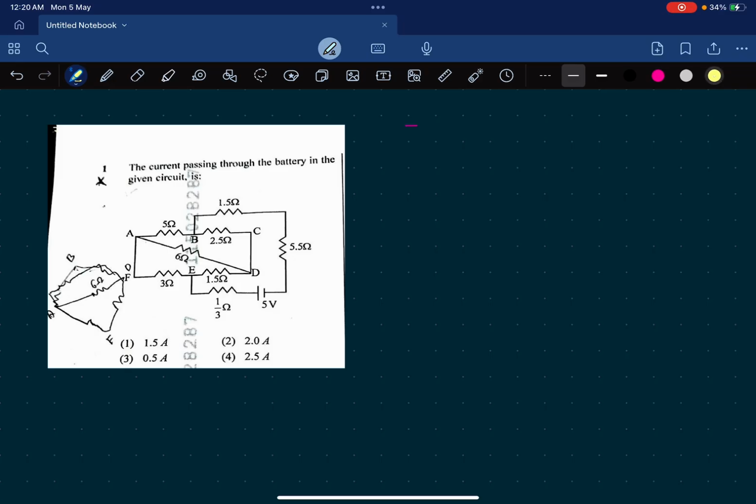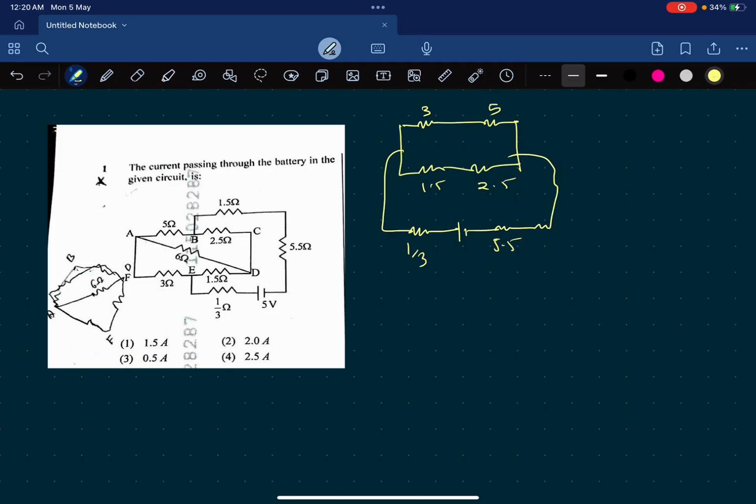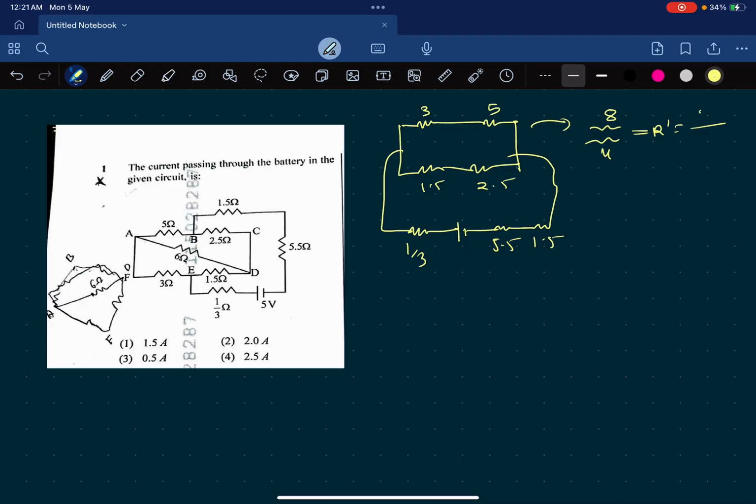So if I redraw the circuit here, let's say this is 3, 1.5, 5, 2.5, and then 1 by 3 and 3 more resistances, 5.5, 1.5. So the equivalent resistance of this particular section will be 8 and 4, and the equivalent resistance will be 8 into 4 by 8 plus 4, which is 12. Therefore this will be 8 by 3.